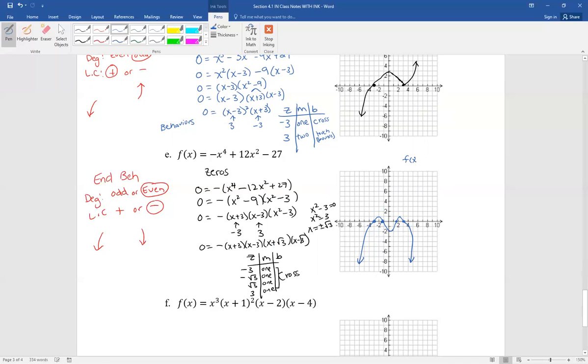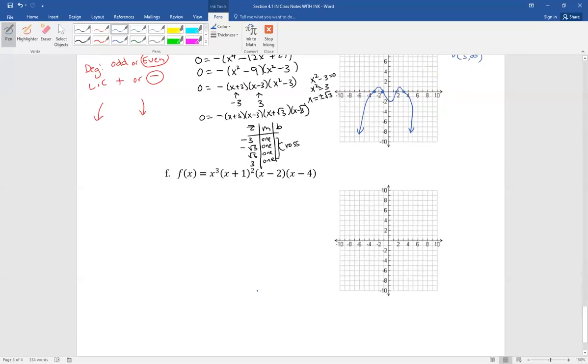So f of x is going to be greater than 0 on the following intervals from -3 to negative square root of 3. That's when I'm above the x-axis there. And it looks like from square root of 3 to 3, I'm also above the x-axis. From negative infinity to -3, I was below the x-axis. From negative square root of 3 to positive square root of 3, I'm also below the x-axis. And from 3 to infinity, my graph is below the x-axis. So you use those x-intercepts to help you break up your interval notation.